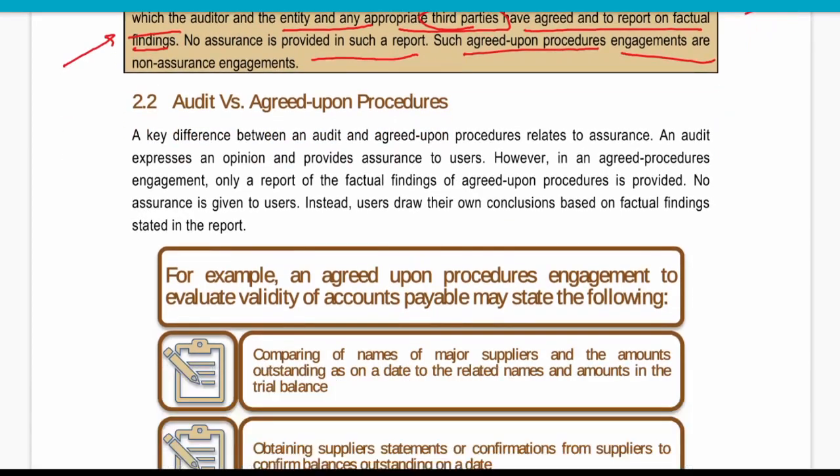Now, what is audit versus agreed upon procedures? The key difference between audit and agreed upon procedures is that of assurance. An audit expresses an opinion, right, and provides assurance to the user. However, agreed upon procedures only report the factual findings of the agreed upon procedures performed. No assurance is being given to the users. Instead, the user has to draw their conclusion based on the factual findings.